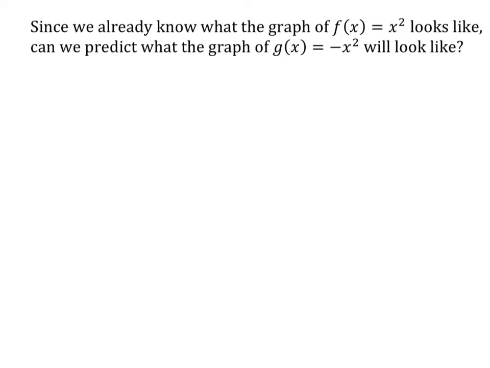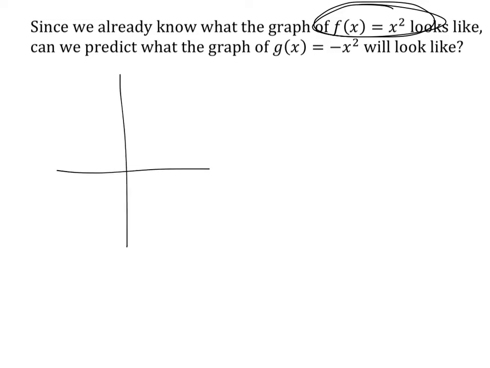So now that we have a sense for these similarities, if we already know what the graph of f of x equals x squared looks like, can we predict what the graph of g of x equals negative x squared will look like? And I might actually ask you to remember that for a minute. What does f of x equals x squared look like? If we were to have a little unofficial graph here, in general, what does x squared look like?